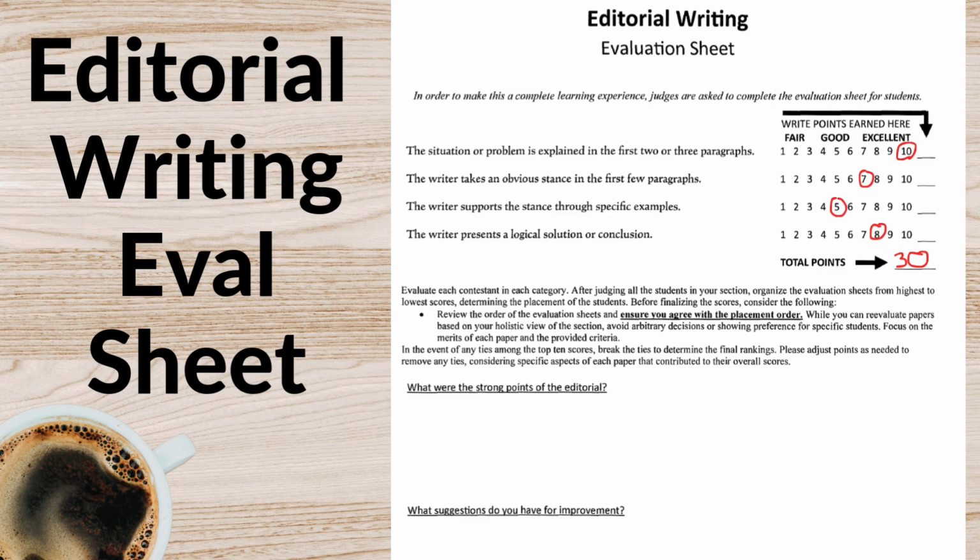Now, let's look at the editorial writing evaluation sheet. Graders are asked to rate essays using 4 statements on a scale from 1 to 10, 1 being the lowest, 10 being the highest. Students can earn a maximum of 40 points in this contest. At the bottom of the sheet are 2 areas for written comments.